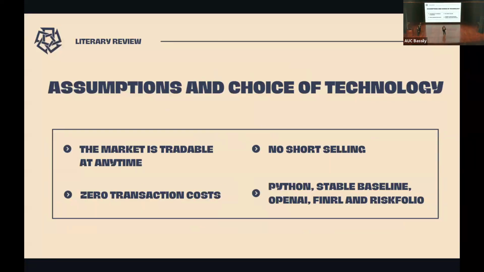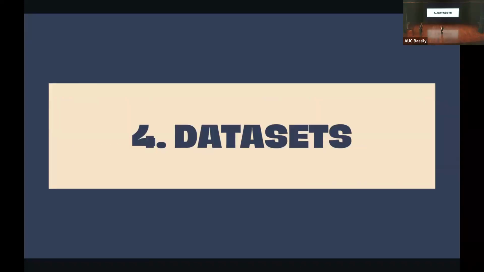So to reduce the dimensionality of the problem, we made some assumptions, the first of which was that the market is tradable and liquid at any point of time. There's no short selling and there's no transaction costs. And we used Python and some libraries like Stable Baselines and OpenAI. And now my colleague Mustafa will tell us more about the datasets.